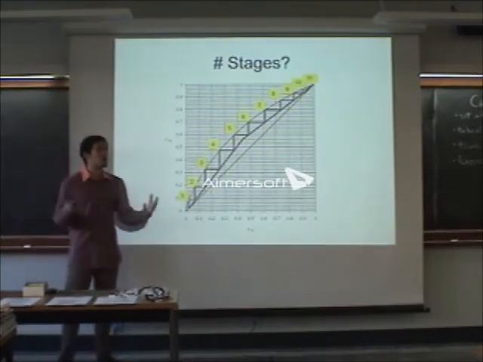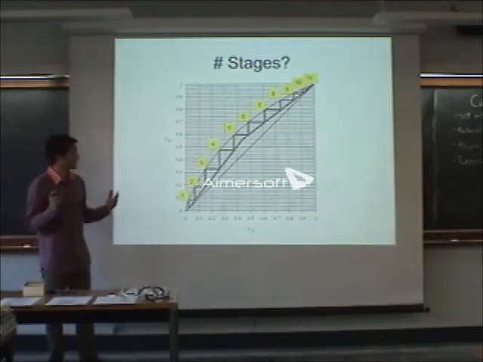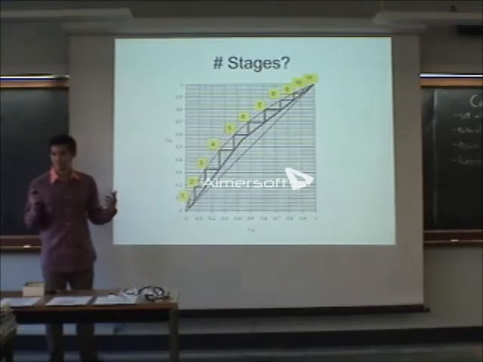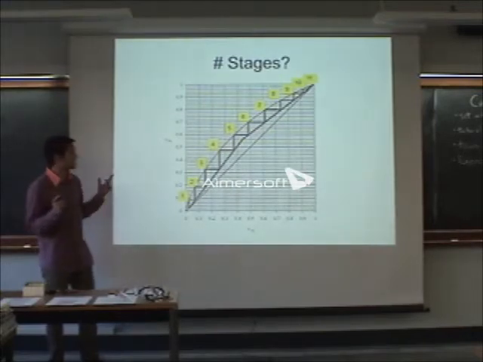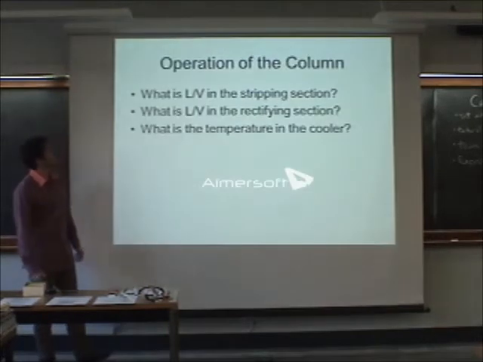Now, who can tell me how do you identify the feed stage for the column? Yes, Eric. It's the stage after which the operating line changes. Okay, so when the operating line changes, that's going to be the feed stage. So stage 5 is the feed stage.